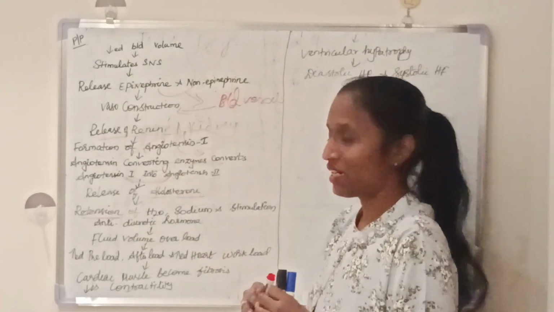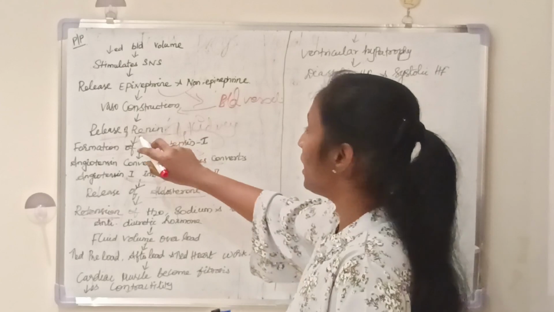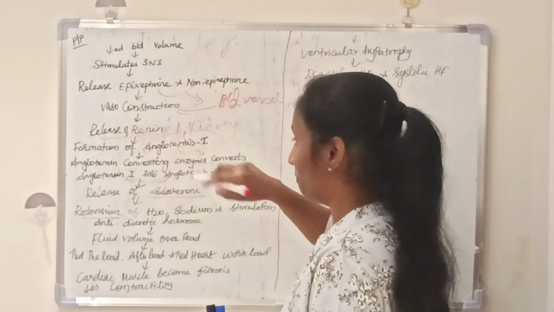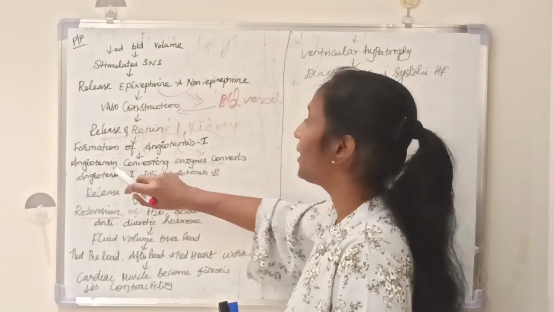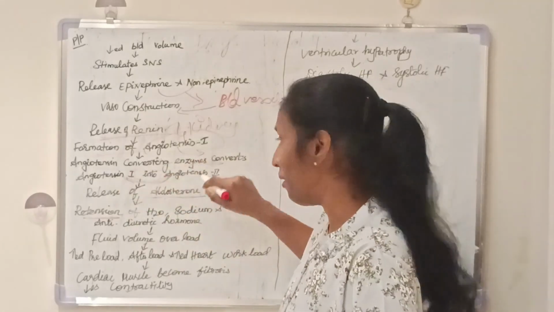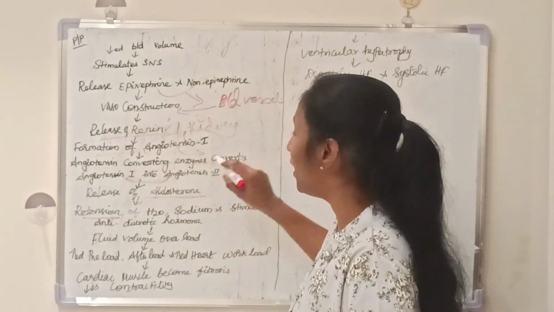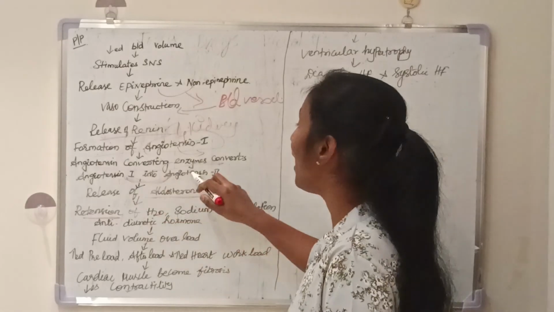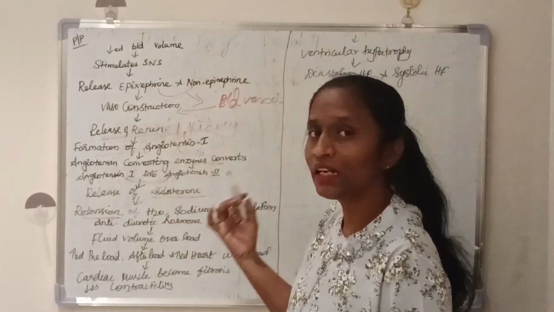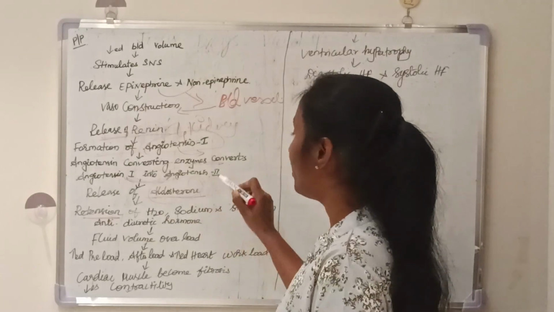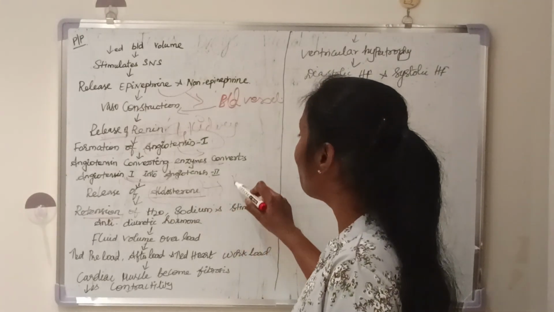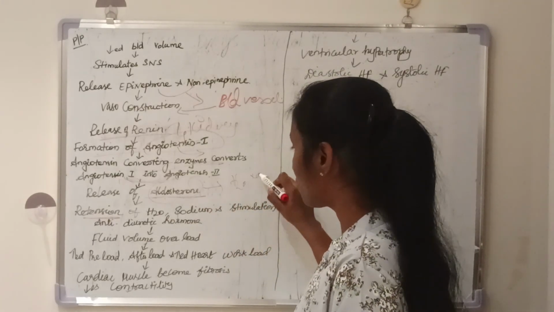So due to the decreased blood supply, there will be a release of renin by the kidneys, which forms angiotensin 1 and creates the converting enzyme. This enzyme converts angiotensin 1 into angiotensin 2, and then there is release of aldosterone. What happens with aldosterone is retention of water and sodium.